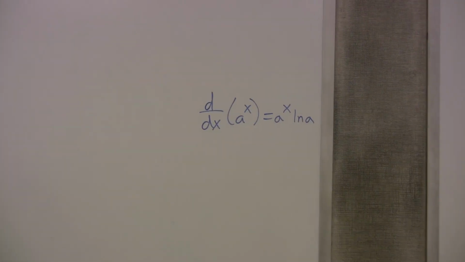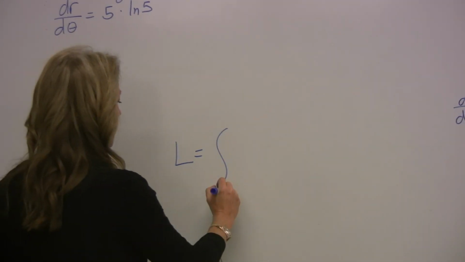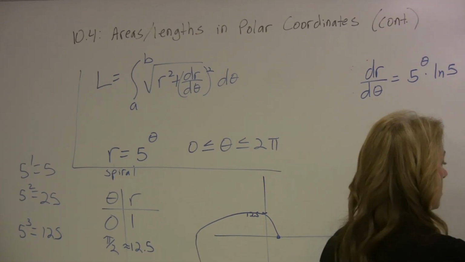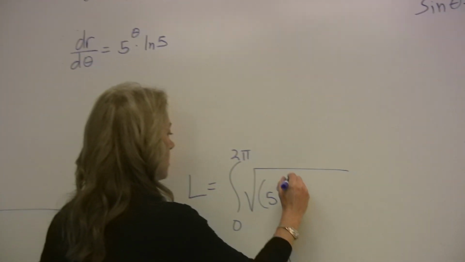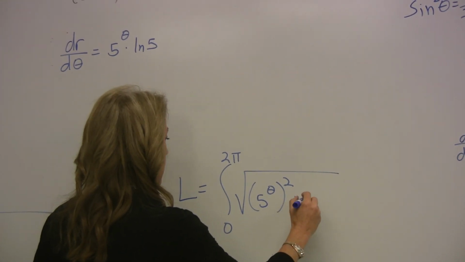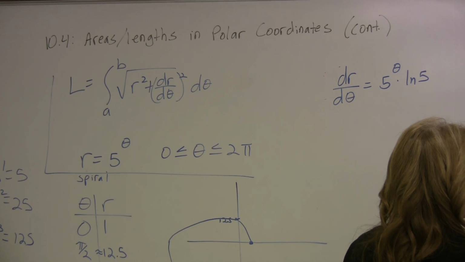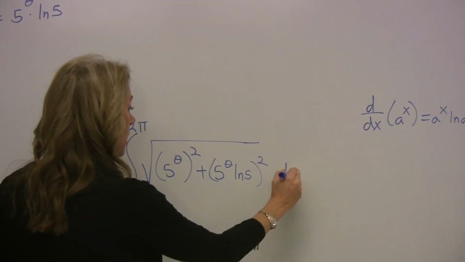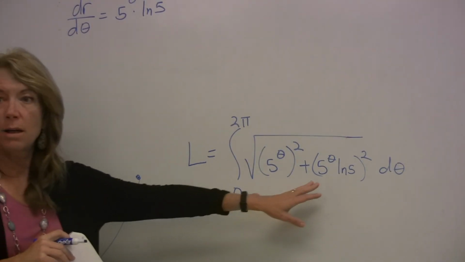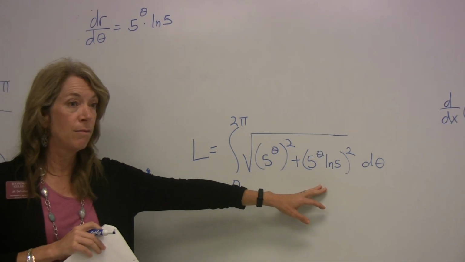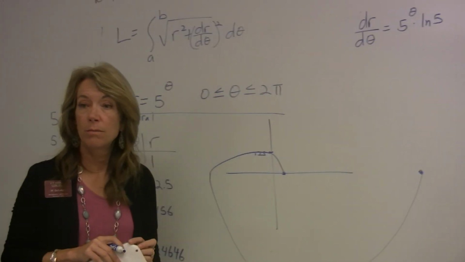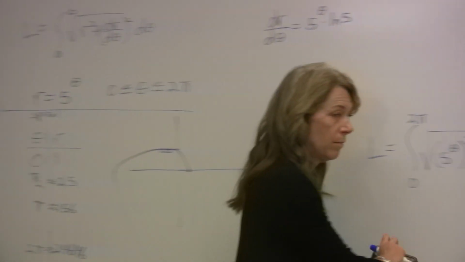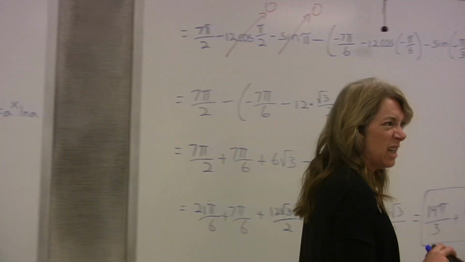Okay, so let's set up our arc length formula. In this case, we're going from 0 to 2 pi. It was given to us. We want the square root of r squared, 5 to the theta squared, plus, here's my derivative, 5 to the theta times the natural log of 5, squared, d theta. So I plugged in my r, and I plugged in my dr d theta, the derivative. Messy, I know, but we can handle it.